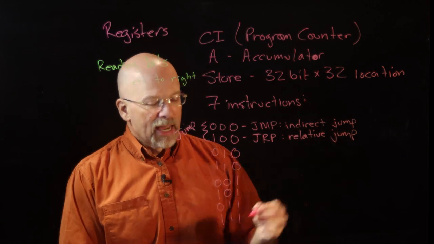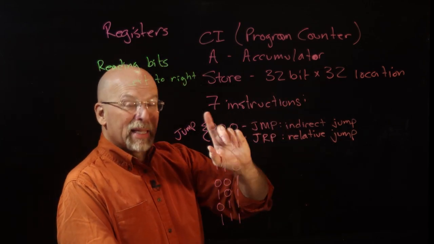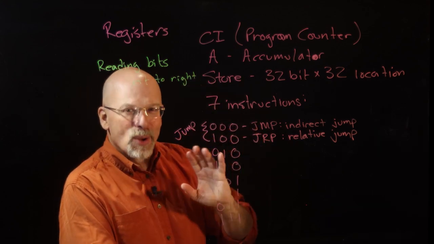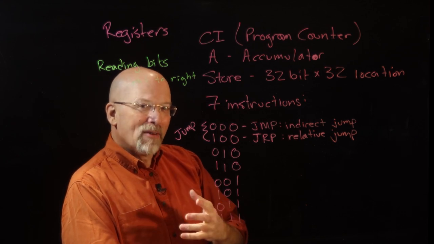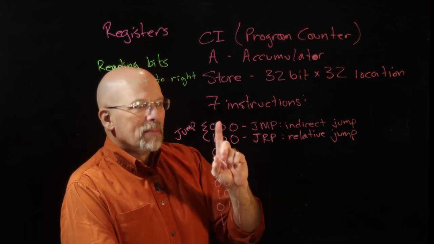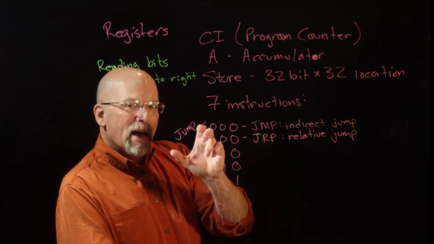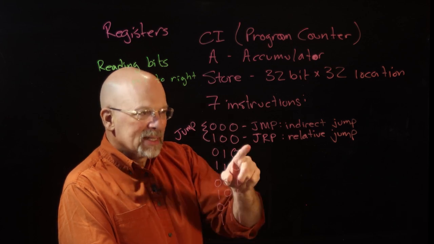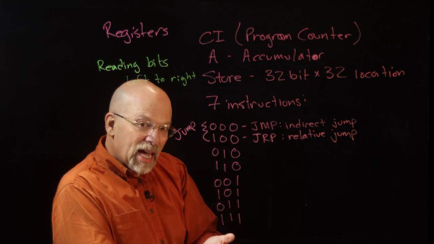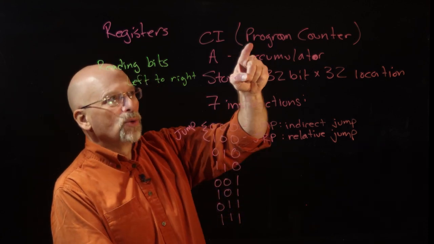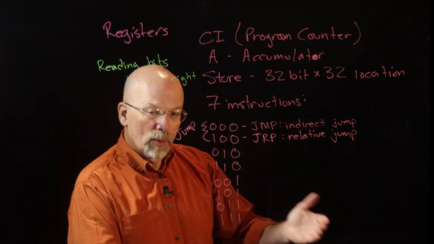Now, this was ahead of its time, because not only are we storing code in memory, but this instruction allows us to have what we call relocatable code. The way this instruction worked was, it had an address associated with it, but that address did not contain the address we were jumping to. Instead, that address contained a number we were going to add to our program counter, to our control, that was going to allow us to jump forward or backwards.